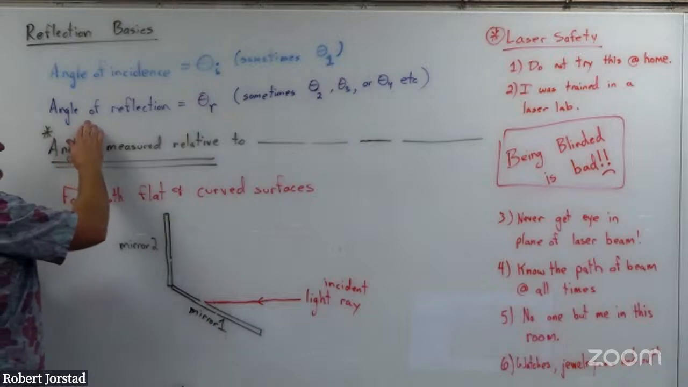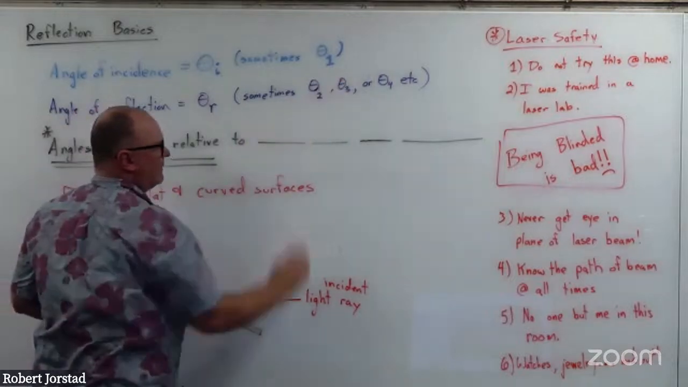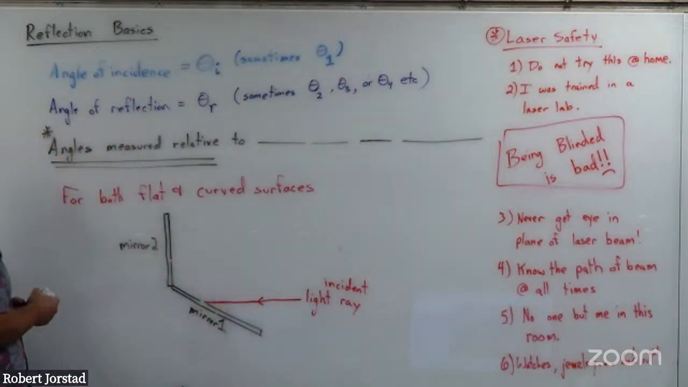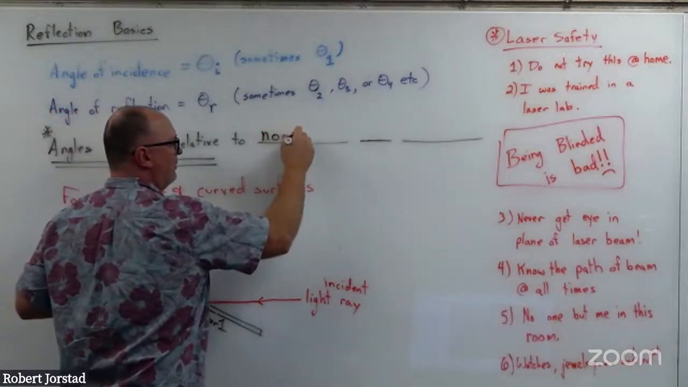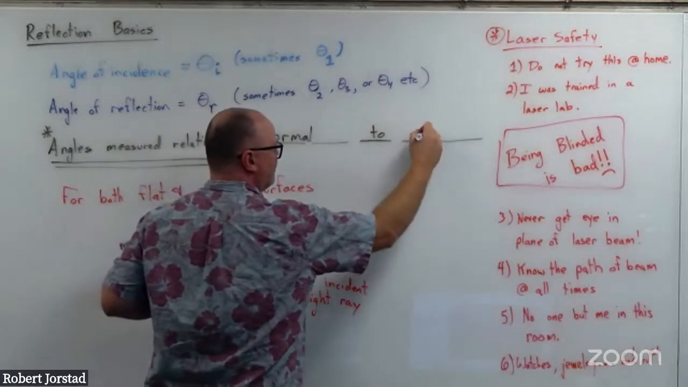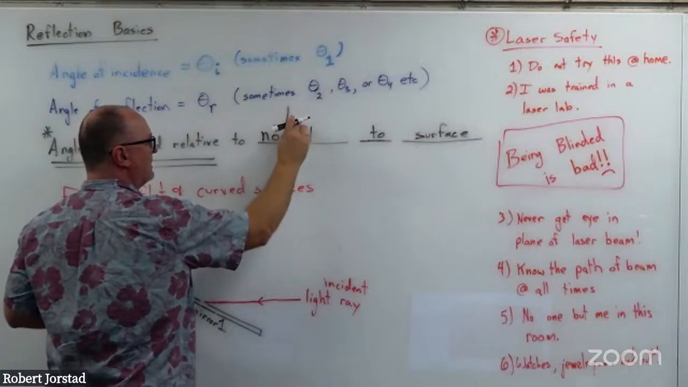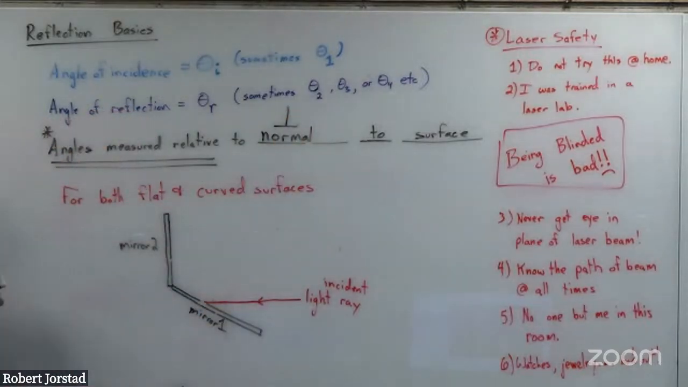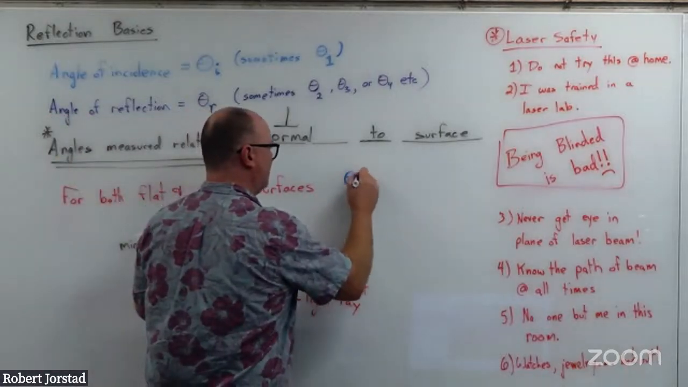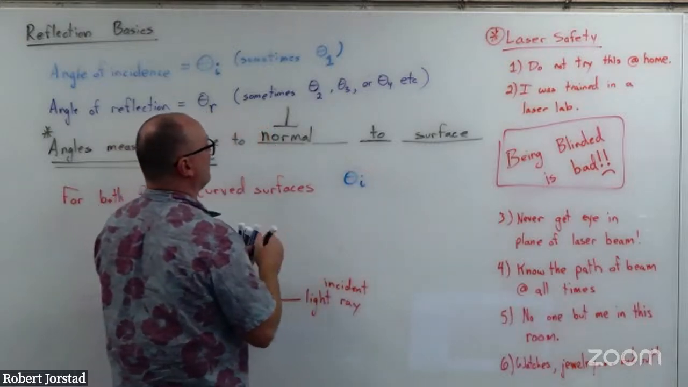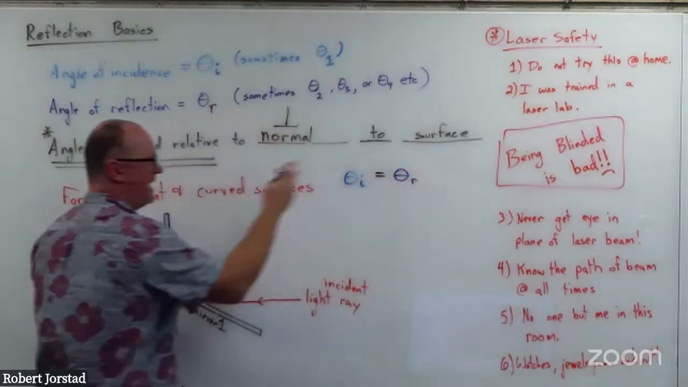There's the angle of the light that's reflected. We call that theta reflected. Sometimes it might be 2, 3, or 4, and more on in a practical example in a minute. These angles are always measured relative to the normal to the surface. Normal, in this case, being the mathematics perpendicular to the surface. And so for both flat and curved surfaces, we're going to assume angle of incidence equals angle of reflection. Theta I equals theta R.